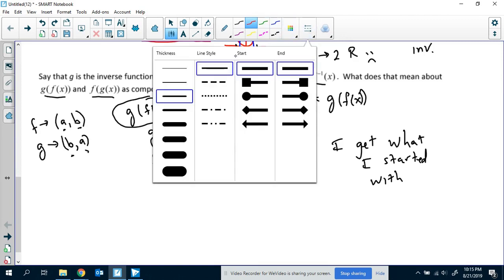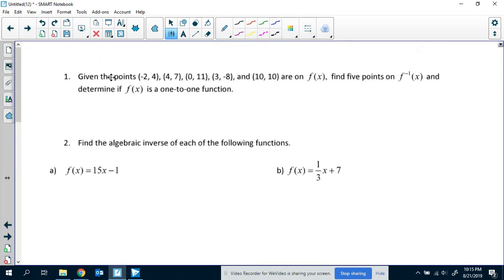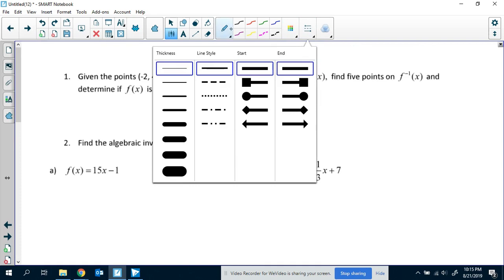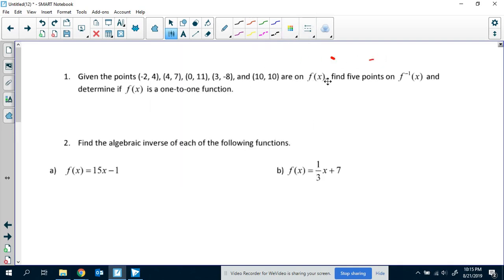Now let's start doing some problems. Given the points as written below, what we want to do is find 5 points on the inverse. So what we should remember is that all of these points are going to have their x and y values flipped. So that means f inverse of x is going to have the following points: 4, -2, 7, 4, 0, 11, 0.